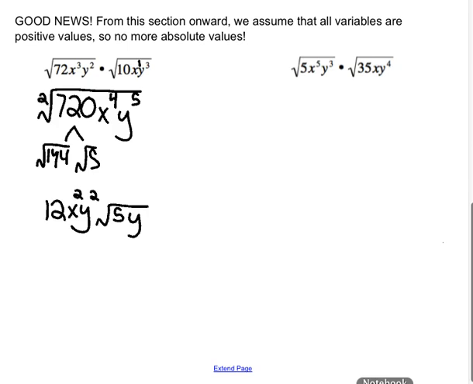All right, let's look at our next one. So again, multiplying the numbers, 5 times 35 is 175. X to the 5 and x to the 1, again, you add exponents. That gets me up to x to the 6. For the y's, 3 plus 4 gives me 7. So the first step is you always want to combine the two radicals together. And now let's start simplifying.